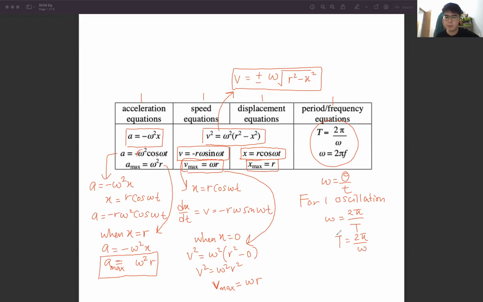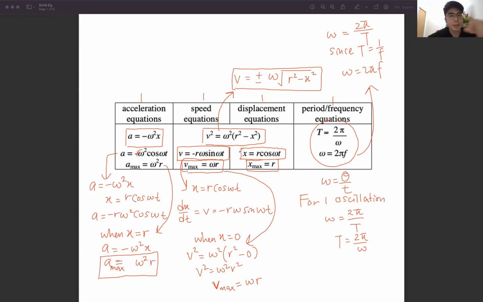That's the first one. And I can also write omega equals to 2 pi over T, and since T equals to 1 over f, omega equals to 2 pi f. So these are how all these equations are derived to become what you see in the table. This table has already tabulated all the formulas that you're going to need in the calculation of the simple harmonic motion.